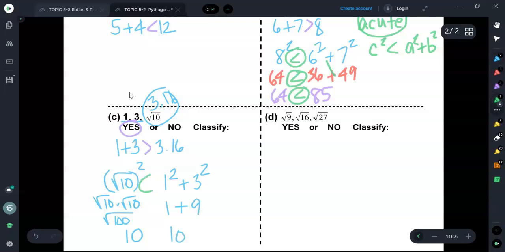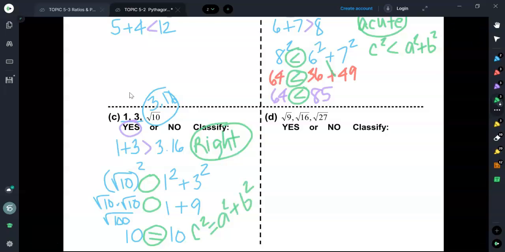So what do we have here? Let me undo that one. 10 is equal to 10. This is actually a right triangle because c squared equals a squared plus b squared.